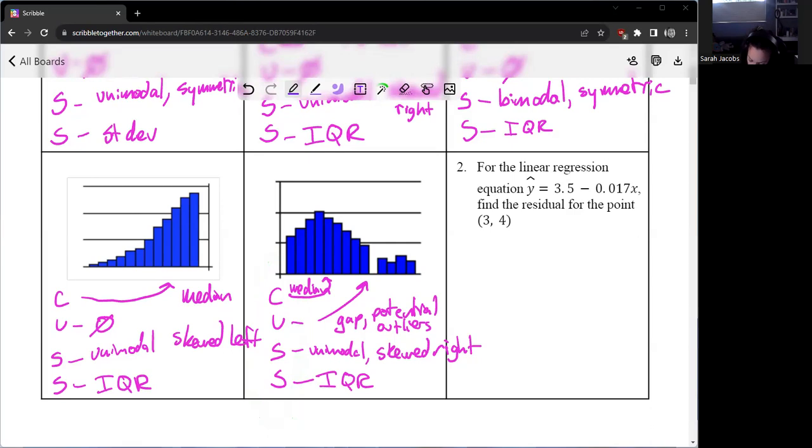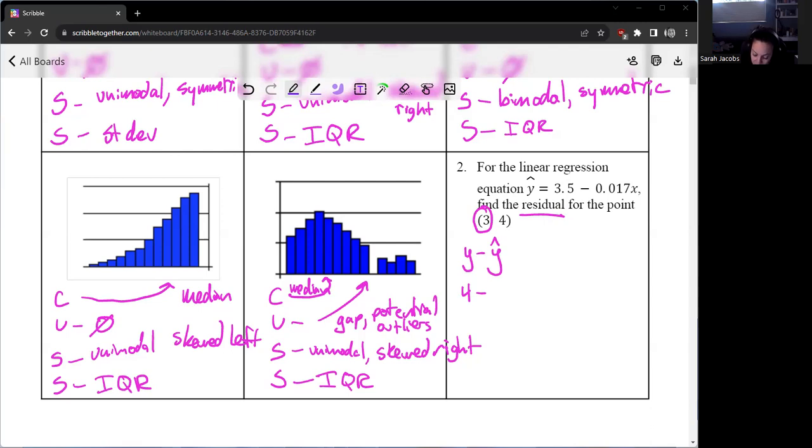Cool. Next up, for the linear regression equation, the predicted y value is equal to 3.5 minus 0.017x. Find the residual for the point (3, 4). Okay, residual is always the actual value minus the predicted value. So we're going to end up with 4 minus the predicted value. And to find that, we're going to plug in 3 as our input.